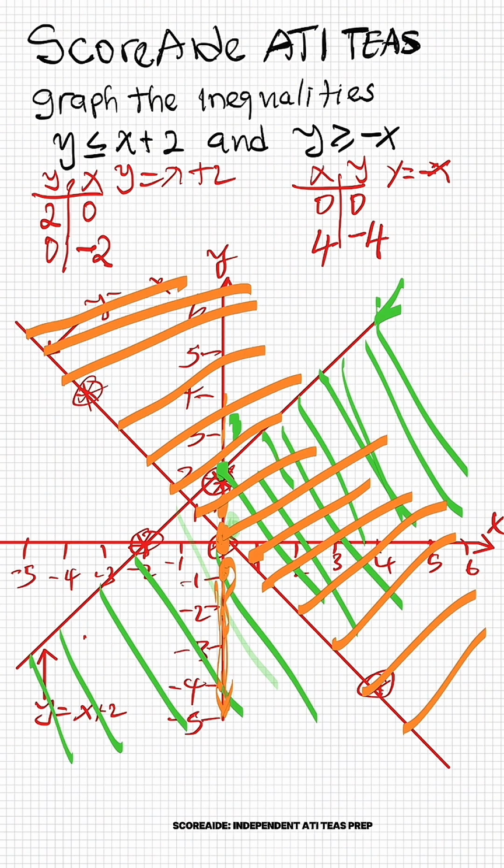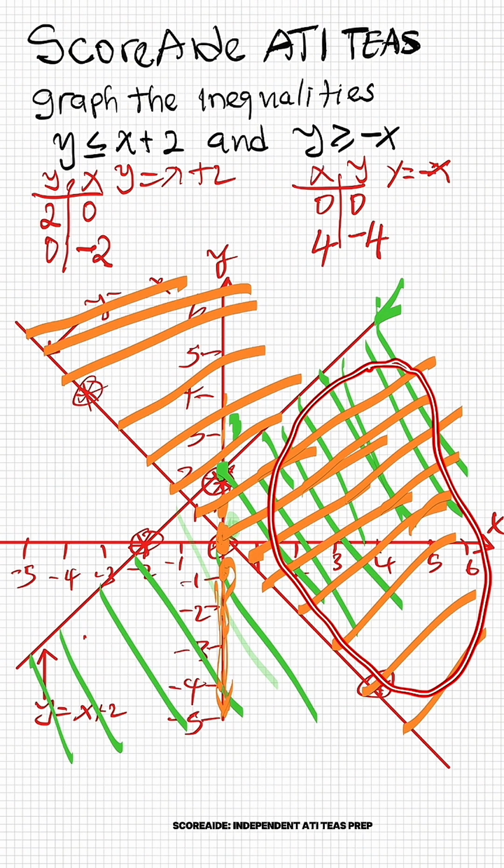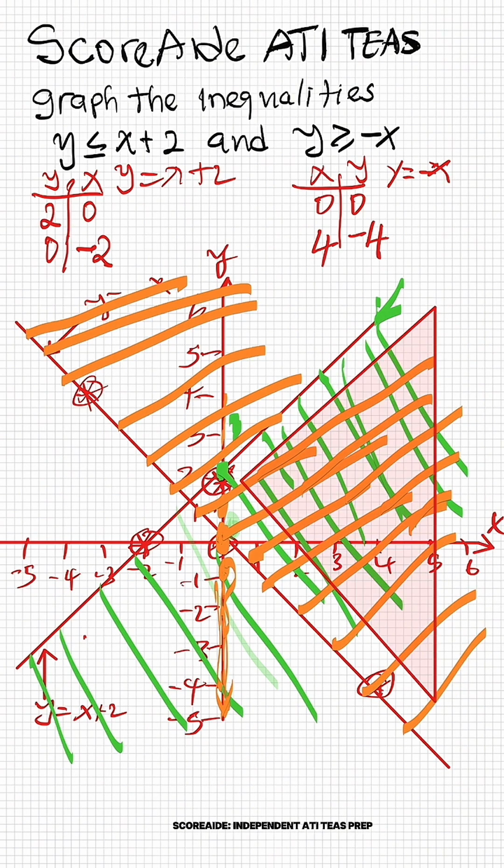And you see that some of these regions intersect. If you look at it clearly, there is an intersection right here. That intersection means that that is the region that satisfies both inequalities. So this region is the solution of these two inequalities. I hope you understand this.